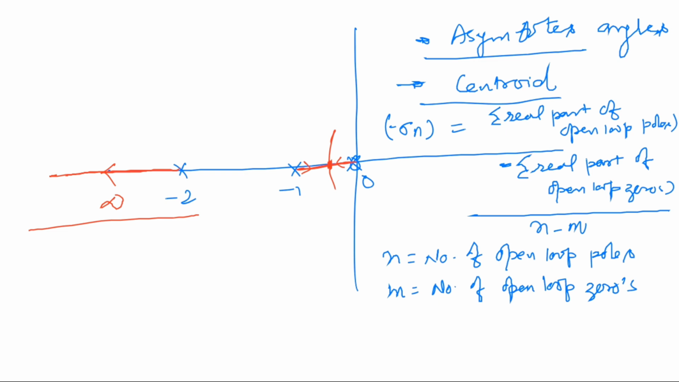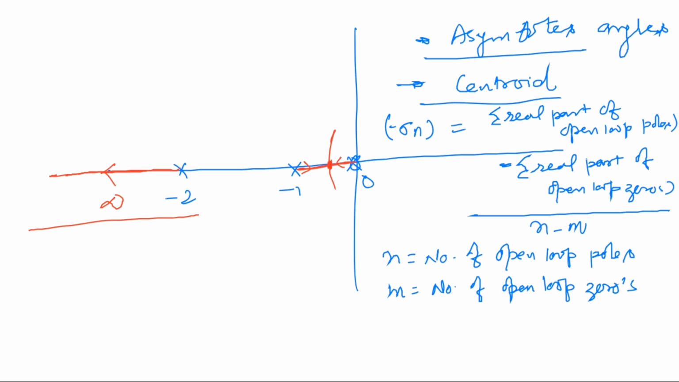Here the real parts of the open loop poles: if we again take the given open loop transfer function, which is K over s into (s plus 1) into (s plus 2), there are definitely no open loop zeros, and we have only three open loop poles, placed at 0, -1 and -2. So the summation of open loop poles will be 0, -1 and -2.